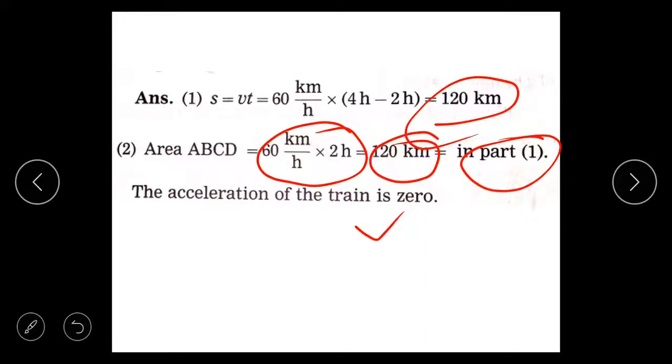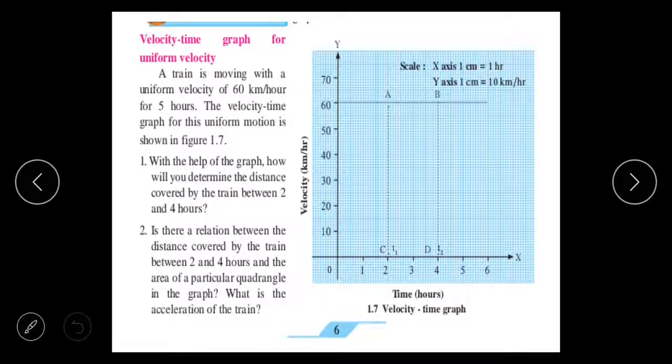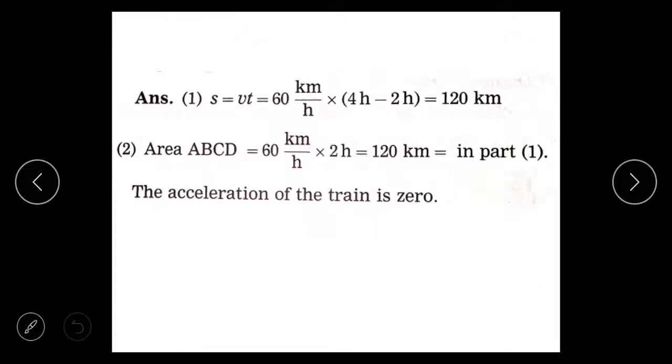And the acceleration of the train here is 0. What do you mean by acceleration? What is the definition of acceleration? Change in velocity upon time. Now is there any change in velocity actually? If you observe between these 2 points, the velocity is constant. We have already said that it is uniform velocity. At both the points velocity is the same, that is 60 km per hour. So final minus initial, v minus u, v is 60, u is again 60, 60 minus 60 is 0, 0 upon the time of 2 hours, 0 upon 2 is 0. So acceleration will be 0.